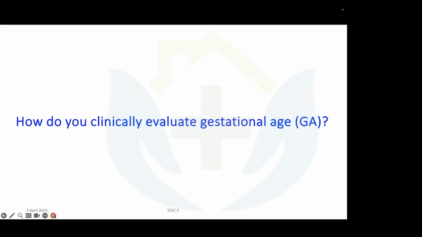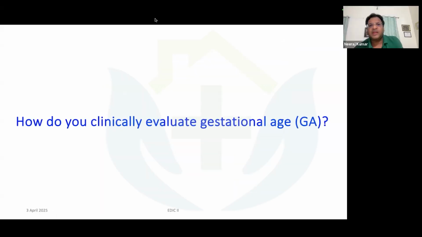Okay? Now the next point is how will you clinically evaluate the gestational age? Again, this is an important question that may be asked as a STEM. If you pass EDIC 1, you may get STEM questions in which they can ask how you will clinically evaluate the gestational age.